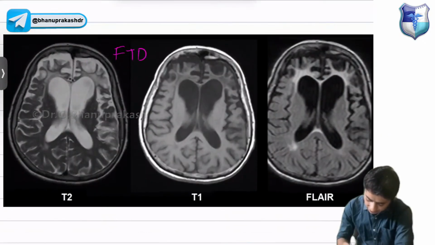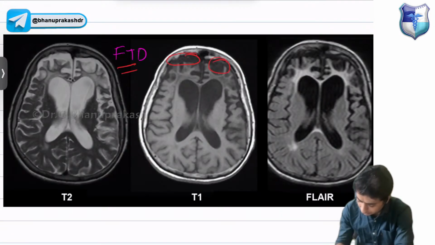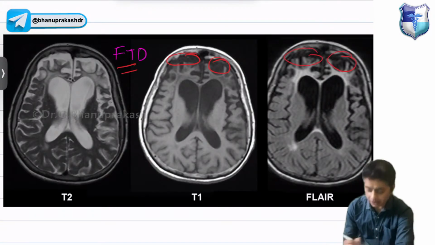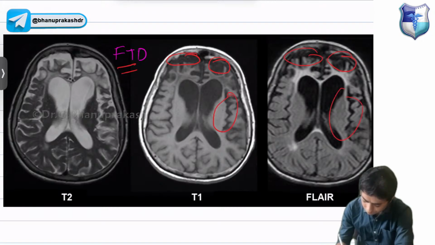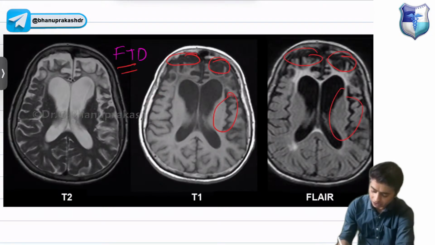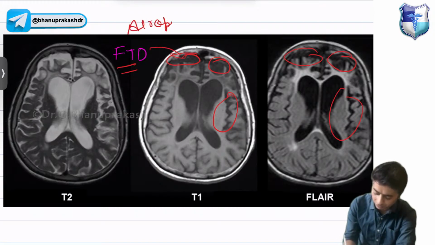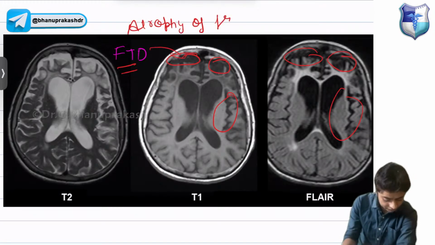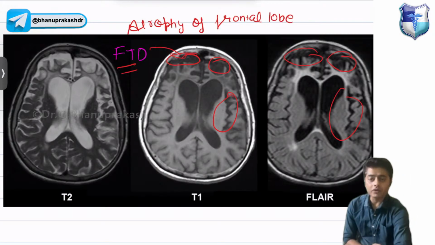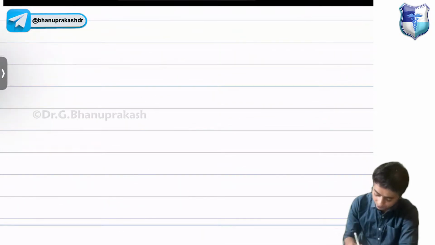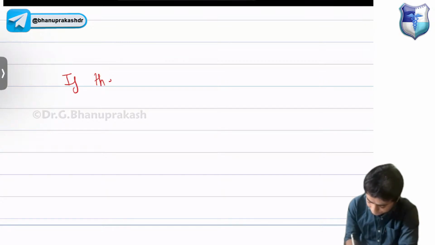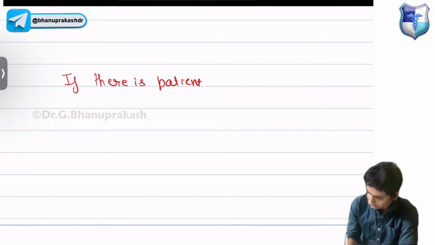See, this is an FTD patient. You are seeing the frontal part and the temporal part. This is frontotemporal dementia. There is atrophy of the frontal lobe. Yes, Puneet, this is atrophy of the frontal lobe.